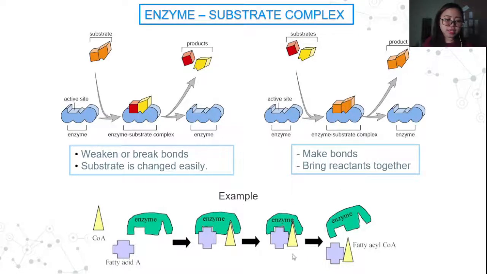So we have this example down here. In this example down here, we have this enzyme that will facilitate the formation of fatty acyl-CoA. So before the reaction starts, we have CoA, we have fatty acid A. The function of the enzyme is to form the enzyme-substrate complex, brings them together, brings them close, facilitate the breaking of old bonds and the formation of new bonds, and last but not least, produce the products.